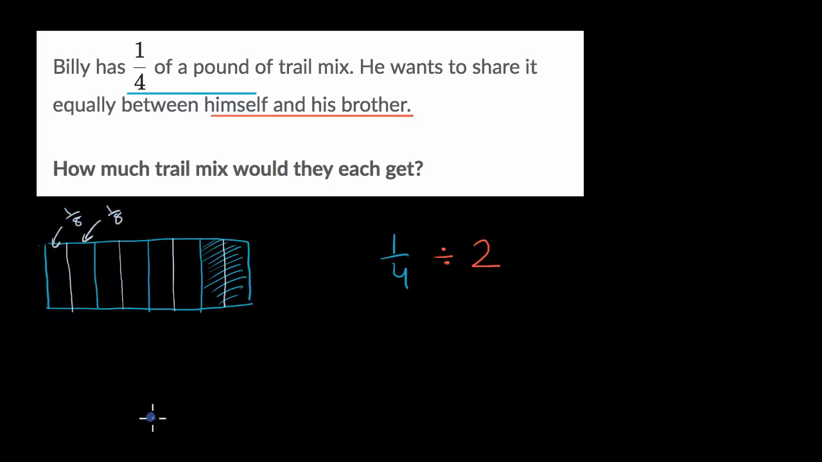And so you can see that when you start with that 1/4 and you divide it into 2 equal sections, so 1 section and 2 equal sections right over there, each of those is equal to 1/8. So 1/4 divided by 2 is equal to 1/8.